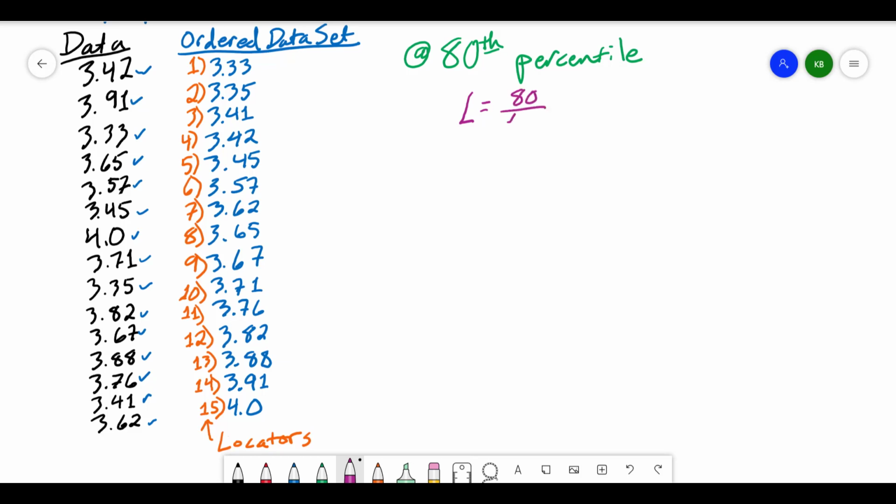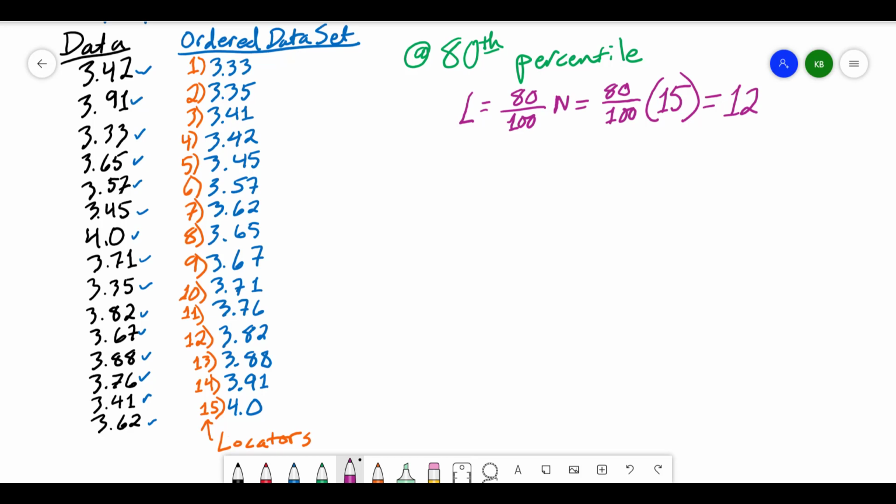Now, the locator that I'm looking for the 80th percentile is going to equal 80 divided by 100, or the decimal form of 80%, times the number of data points that I have. So I have 15 of them. So this is going to be 80 over 100 times 15. And I'd plug that into a calculator. And when I do, I'm going to get 12.